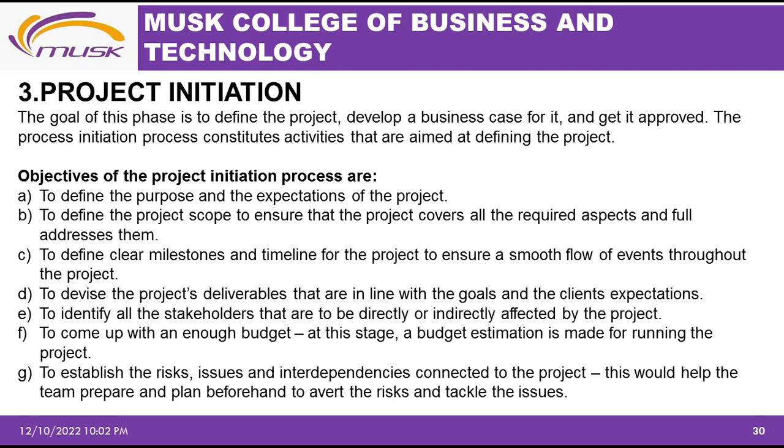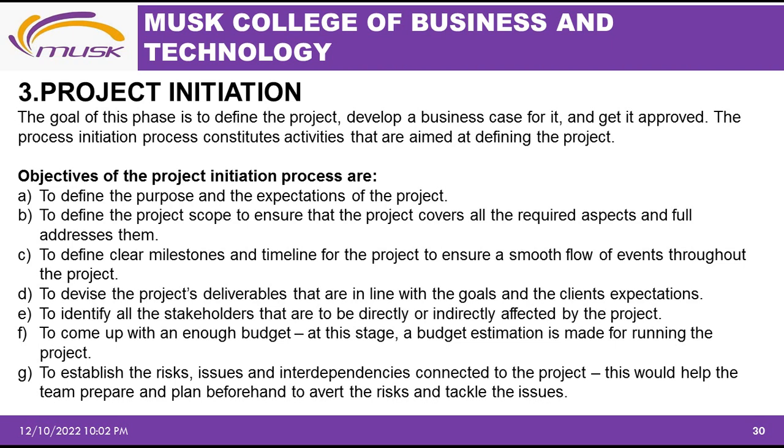Number A is to define the purpose and expectations of the project. So that is objective number 1. So we want to understand the purpose or the objective of the project, or the end goal that we want to achieve. Then the other one is to define the project scope to ensure that the project covers all the required aspects and fully addresses them.